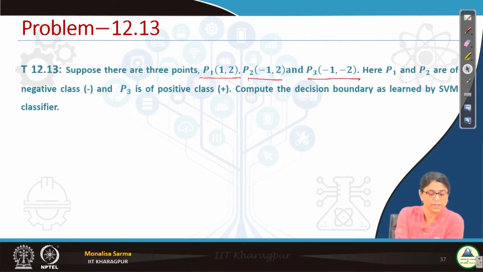Here P1 and P2 belong to the negative class, and P3 to the positive class. So there are two classes, negative and positive. Compute the decision boundary as learned by the SVM classifier.